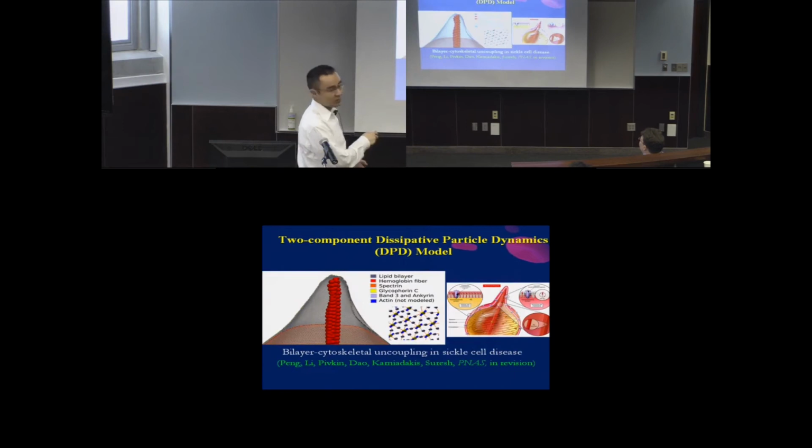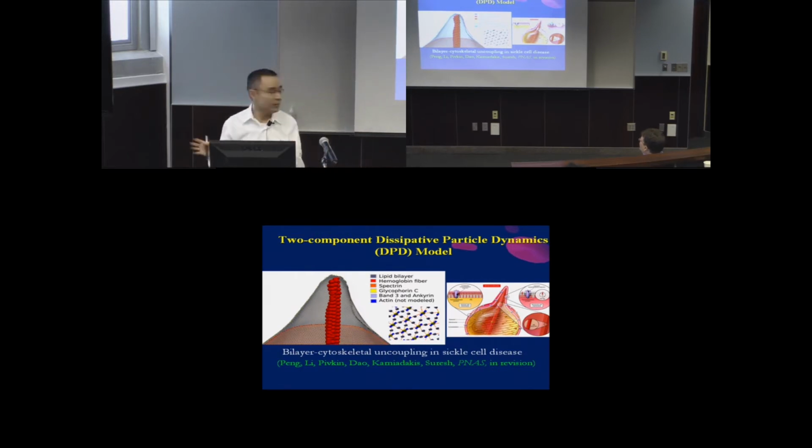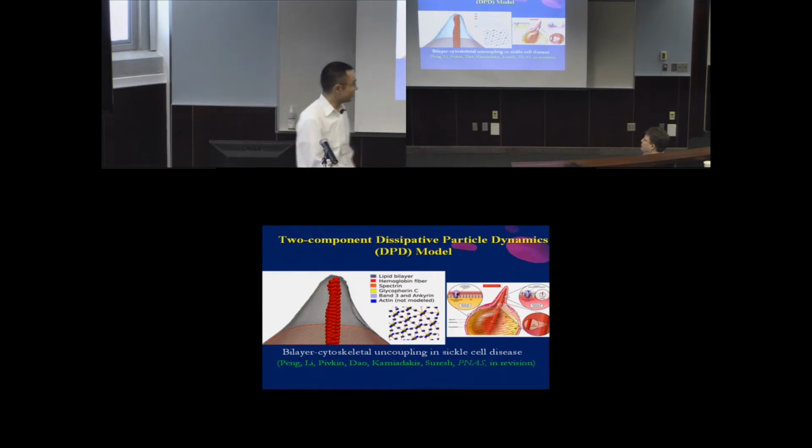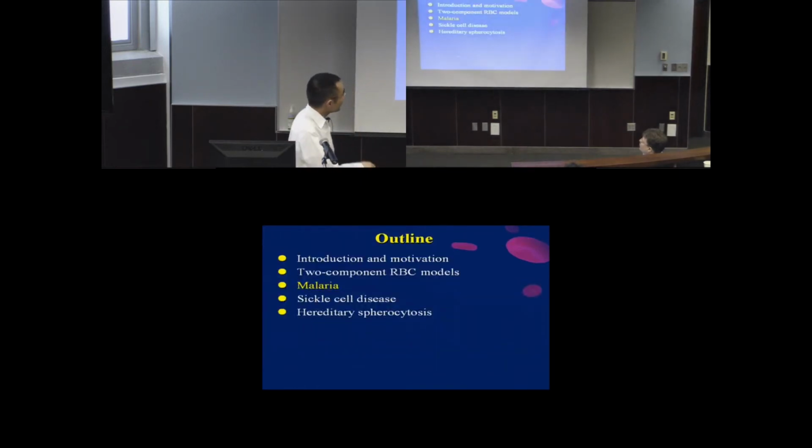We also implemented this 2-component model recently in dissipative particle dynamics. There are several advantages. For example, the first one, we can incorporate the polymerization of the hemoglobin. This is a snapshot of our simulation to see how the sickle hemoglobin pushes the lipid bilayer and causes an uncoupling between these 2 layers. And also, another advantage is we can incorporate the thermal fluctuation. That is hard for a continuum model. Now, that's our models. Now, we will apply this model to study 3 cases.